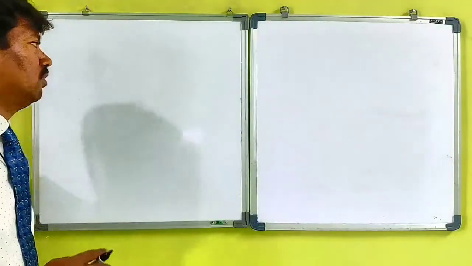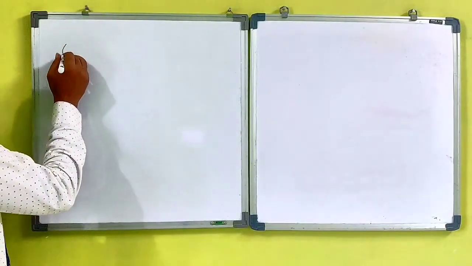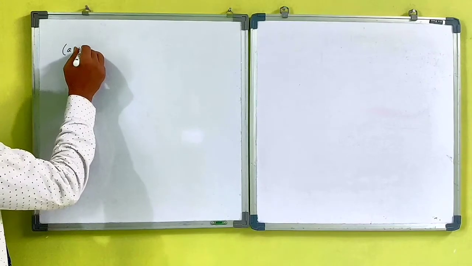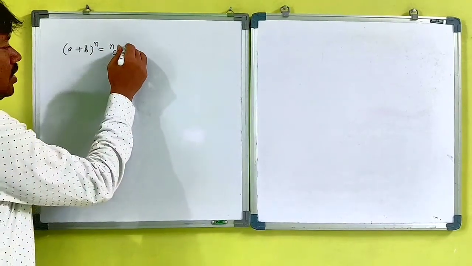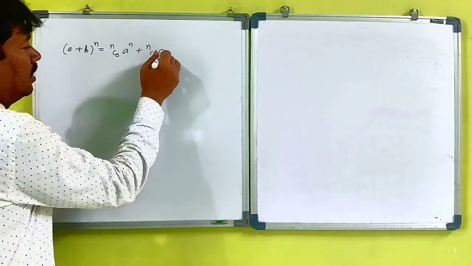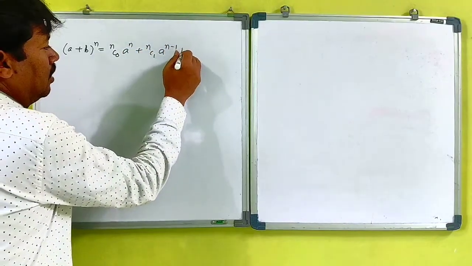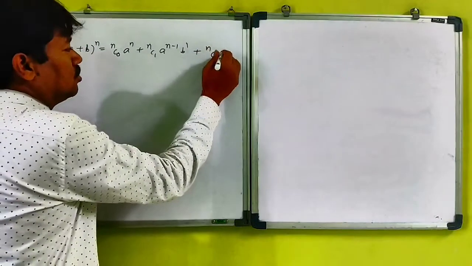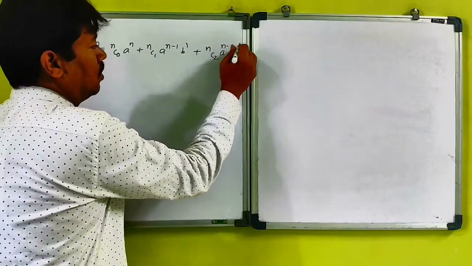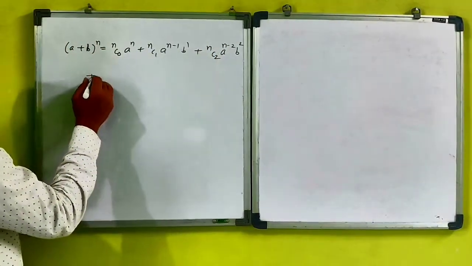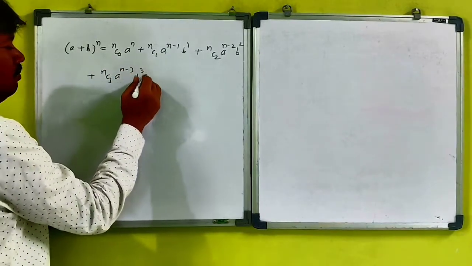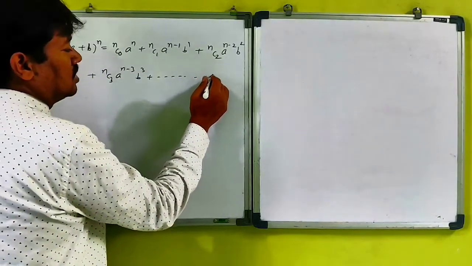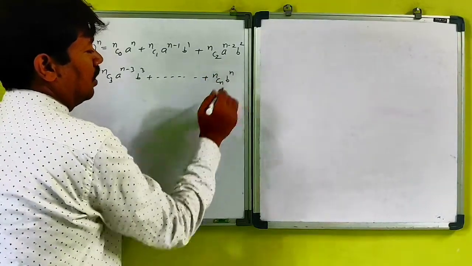First of all, you should know the formula for the binomial theorem. The binomial theorem is (a plus b) raised to n, which is given by nc0 a raised to n plus nc1 a raised to n minus 1 b raised to 1, plus nc2 a raised to n minus 2 b square, plus nc3 a raised to n minus 3 b cube, and so on. The last term is ncn b raised to n.